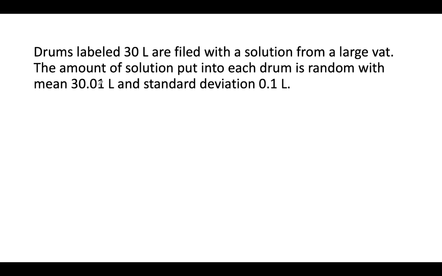All right, so here's our experiment. We have drums labeled as 30-liter drums, so ideally they're 30 liters, and they're being filled from a large vat. But of course, it's very hard to always get exactly 30 liters. In fact, impossible, right? If it's 30.000, whatever. So they're giving us more information. The amount of solution that's actually in each drum is a random variable.